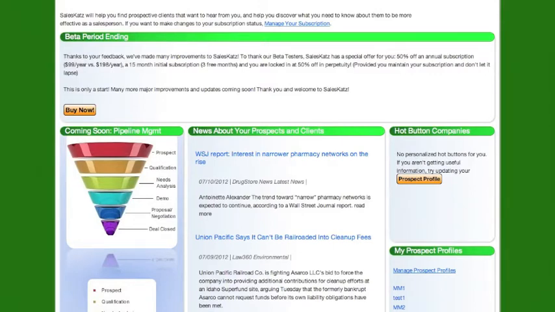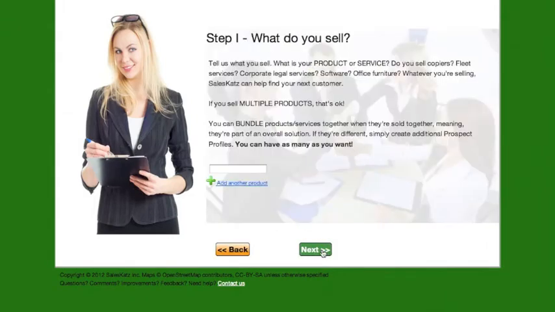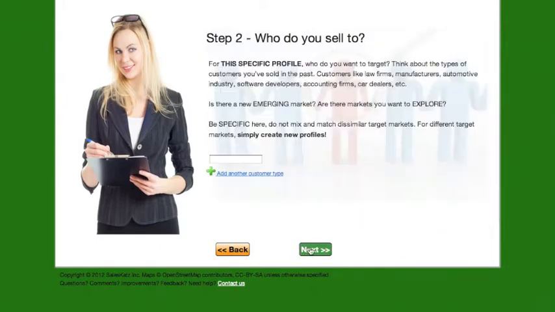So let's take a quick look. Whether you're new to sales or a successful professional, SalesKatz is going to find you more business. It's as simple as telling SalesKatz what you sell, who your customer is, and what business issues, events, or initiatives give you a selling advantage or an opportunity to engage. In this case, we're computer components resellers selling to disk drive manufacturers.